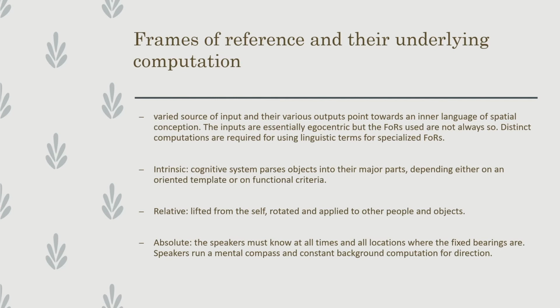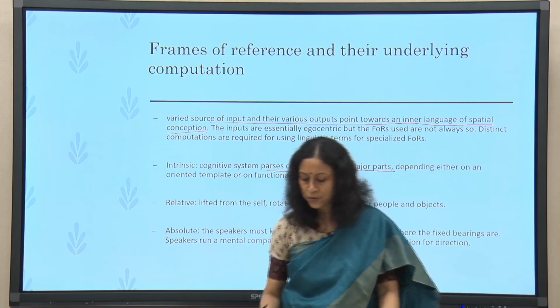Their underlying computation is what is of interest for us. Various sources of input and their various outputs point towards an inner language of spatial conception. So, basically, in terms of the frame of reference that we are using, we are taken to a very different inner language. In the case of intrinsic, the cognitive system parses objects into their major parts. So, when you are using an intrinsic system, we are talking about, so the bird is sitting on the head of the tree. So, we are basically parsing the tree into different parts. It has a head, it has a foot and so on and so forth.